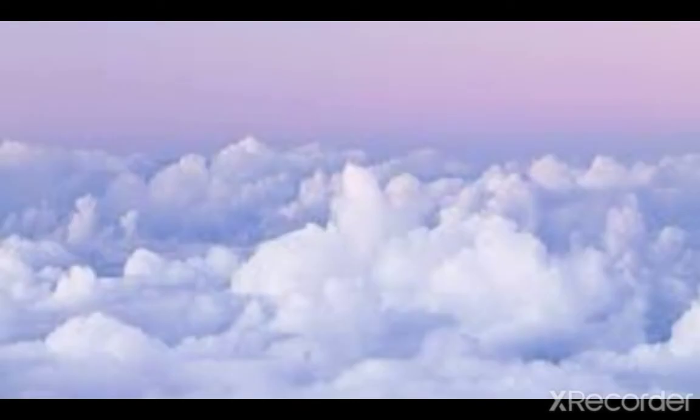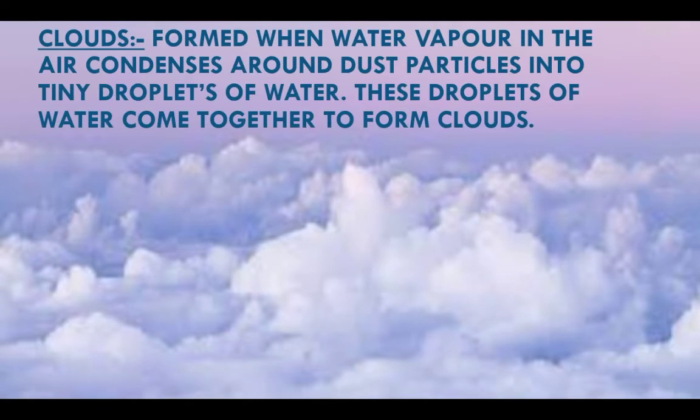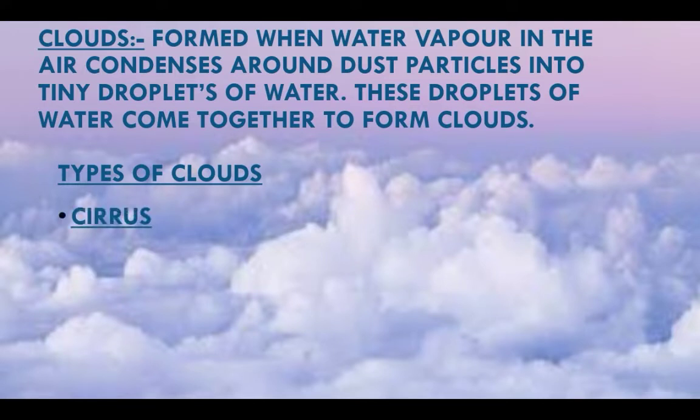First, we will read about the clouds. They are formed when water vapor in the air condenses, means when it cools down around the dust particles into tiny droplets of water, and when these droplets of water come together, then clouds are formed. There are different types of clouds. First type of clouds are cirrus, second is cumulus, and third type of clouds is stratus.